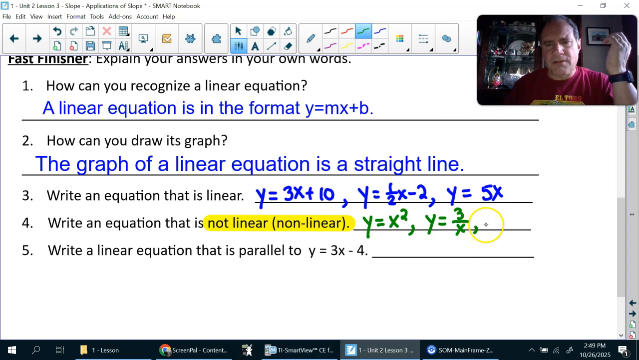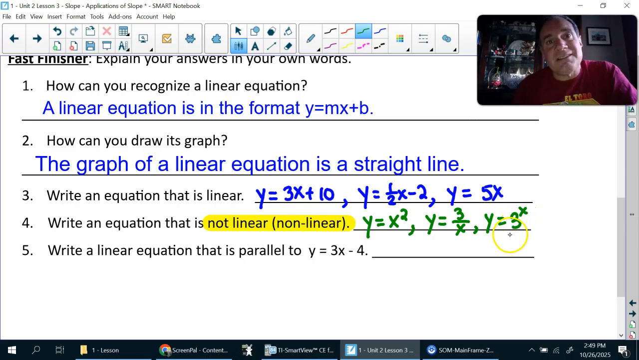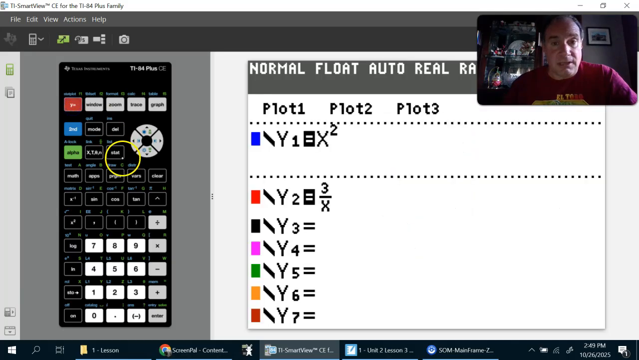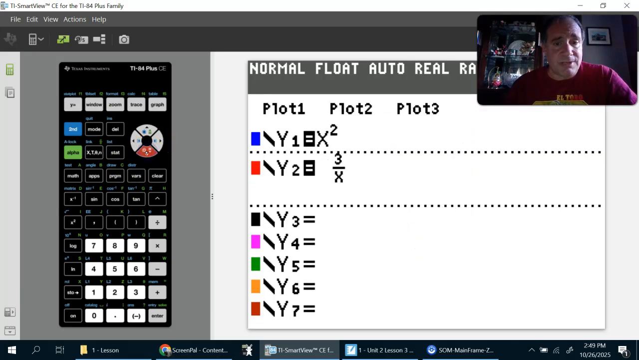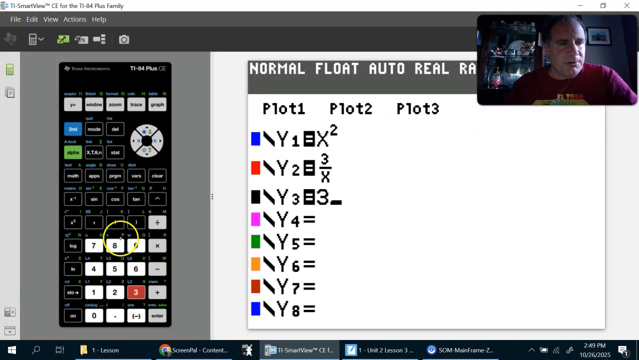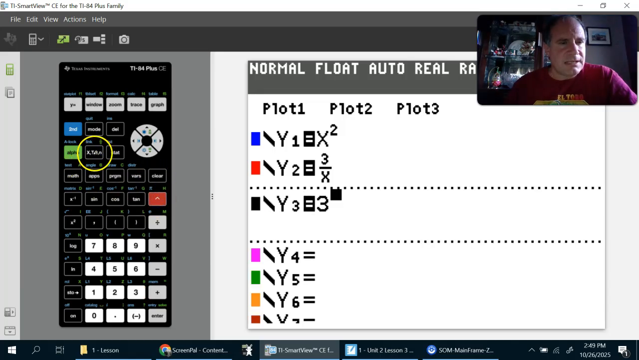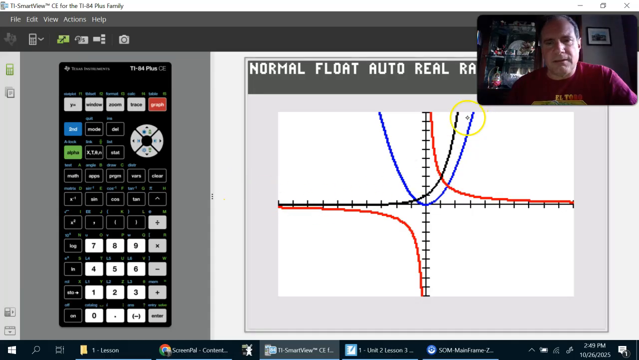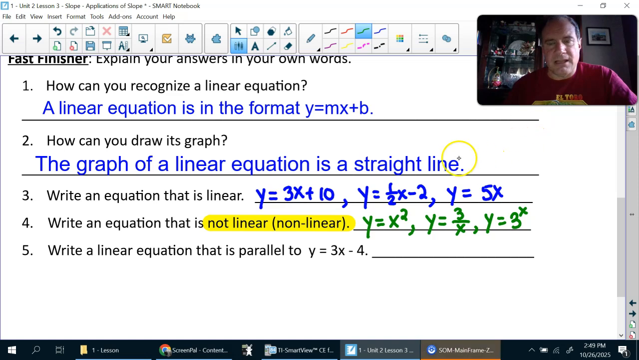There's a couple of others that you have. You could have y equals 3 to the x power, where the variable is the exponent. You can't say that that is y equals mx plus b. So I'm going to put 3 to the x power. That's how you put that in. And you could see that in the black line, it is non-linear.